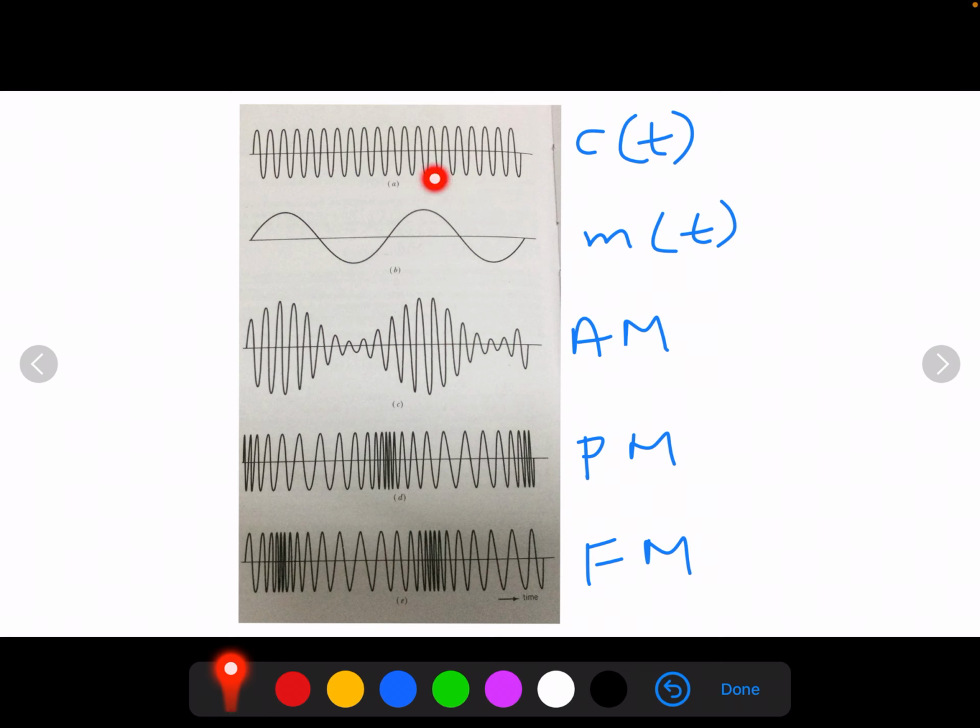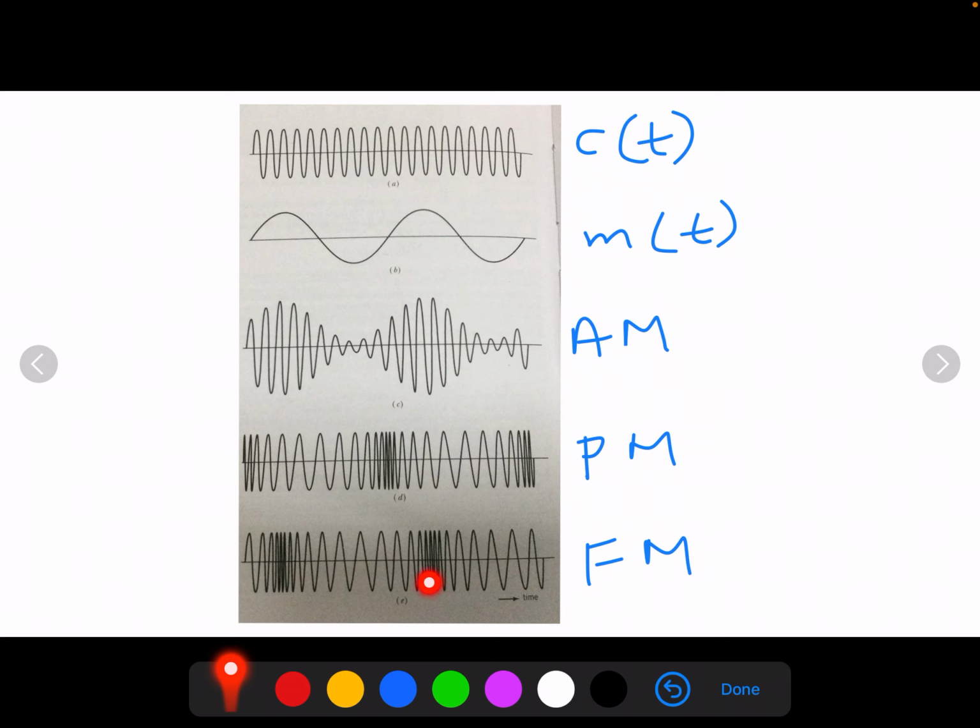This is a carrier signal c of t, which is a very high frequency signal having a constant amplitude. And this is a message signal, which is a low frequency compared to the carrier frequency. And this is the AM signal. We have studied in the previous module how the AM signal is generated. So we are looking into PM and FM in this module, especially FM. So this is the waveform.